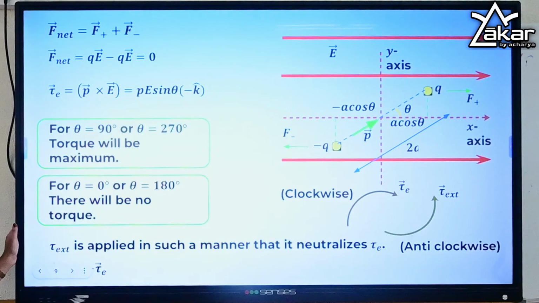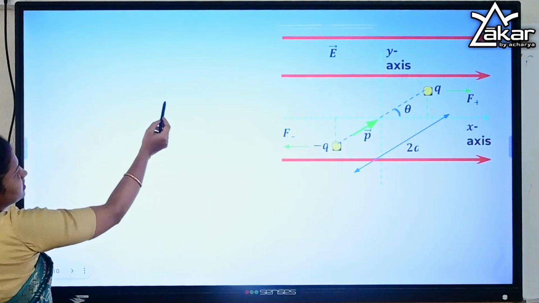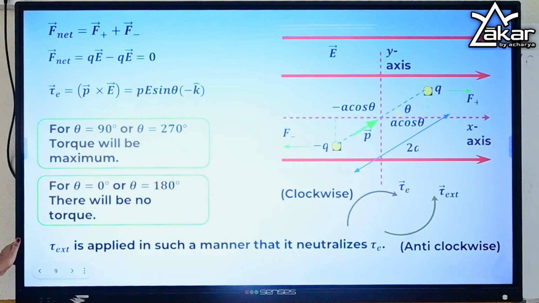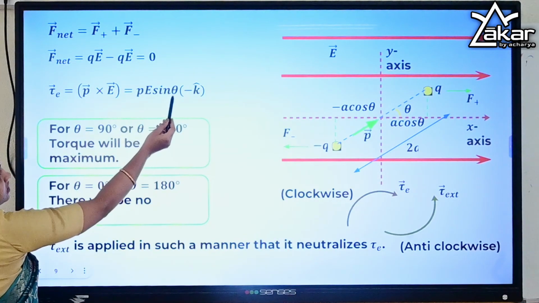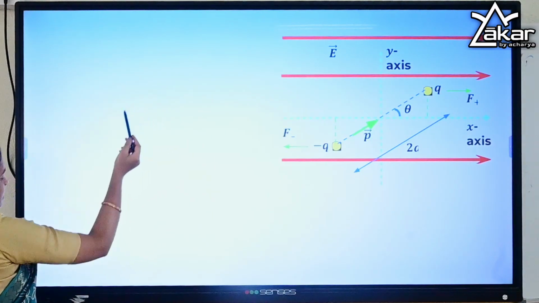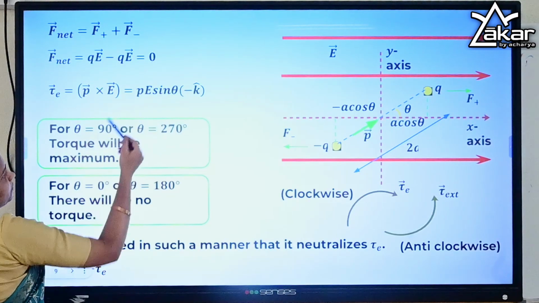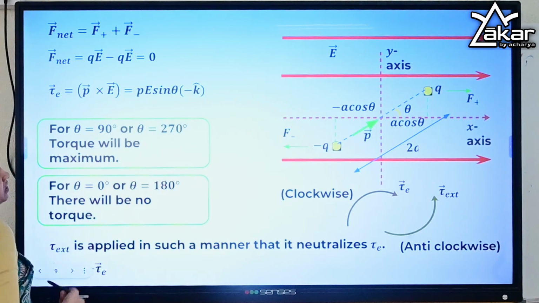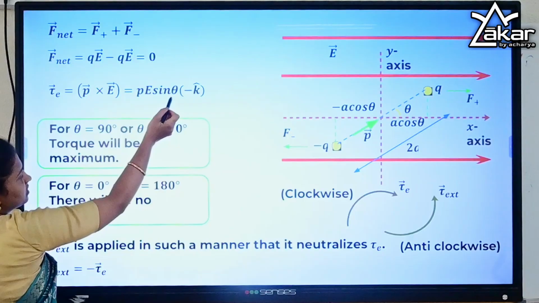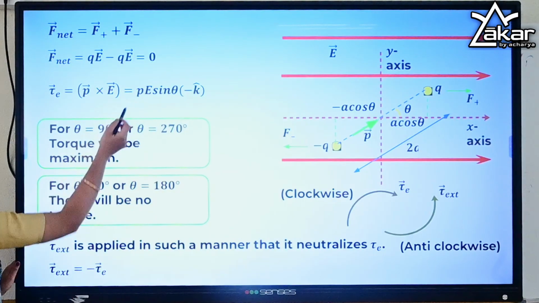We know that when theta is 90 degree, sin 90, and also you can take 270 degree, the torque will be maximum. Why will the torque be maximum? If you apply theta as 90 degree, you will get sin 90 equal to 1, so it becomes PE. When theta is 270 degree, we will also get torque PE, because sin 90 and sin 270 have magnitude 1. So then we will get PE.